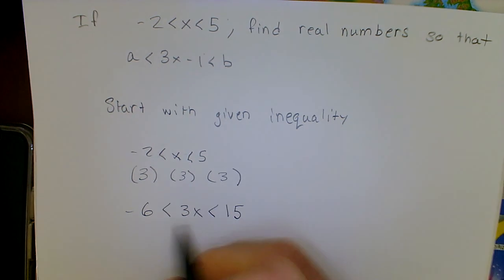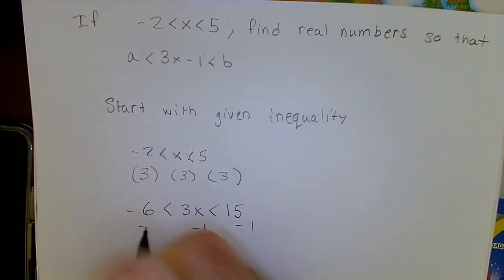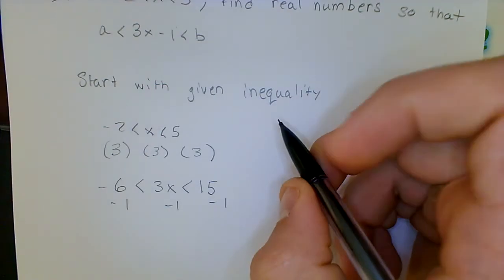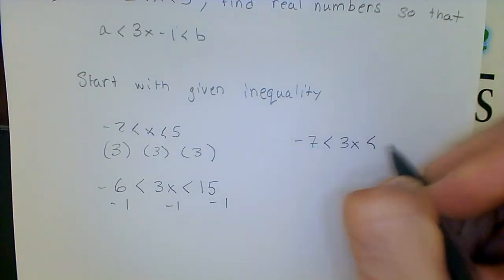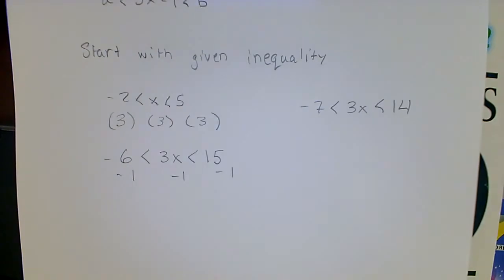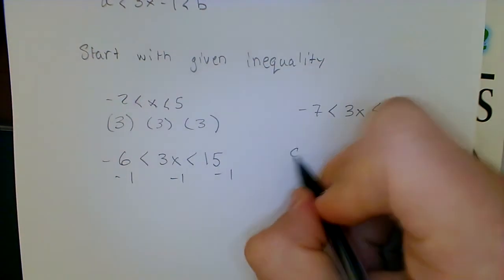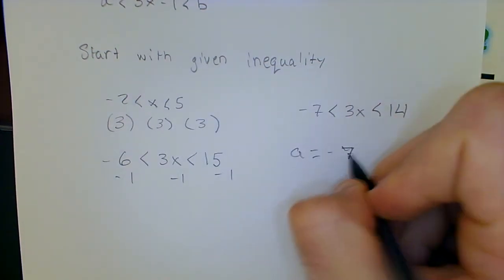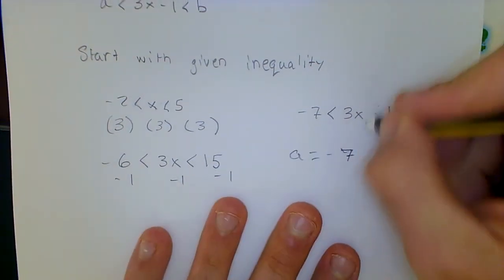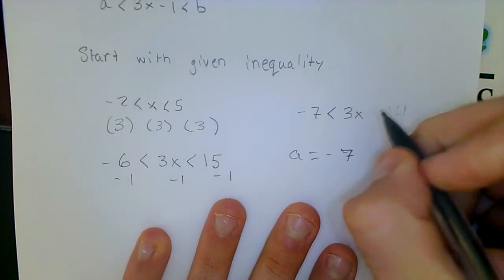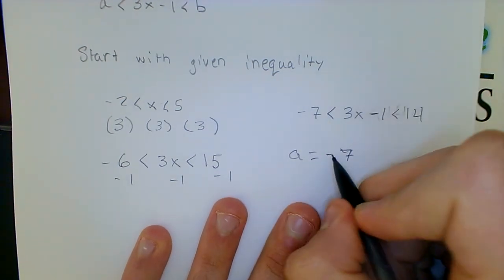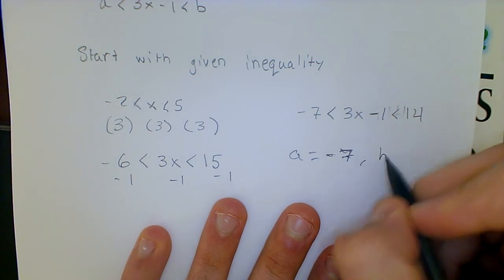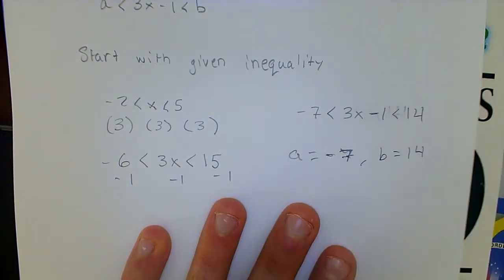Okay, and so now I just need a minus 1, so subtract 1 from all 3, and we get negative 7 is less than 3x, which is less than 14. So a would equal negative 7. Oops, and I forgot to subtract 1 off the middle here. Right? 3x minus 1, less than 14. A would be negative 7, and b would be 14.